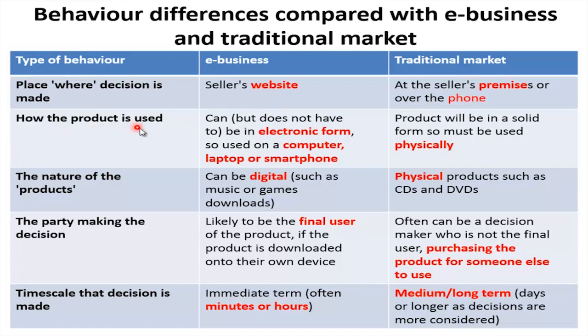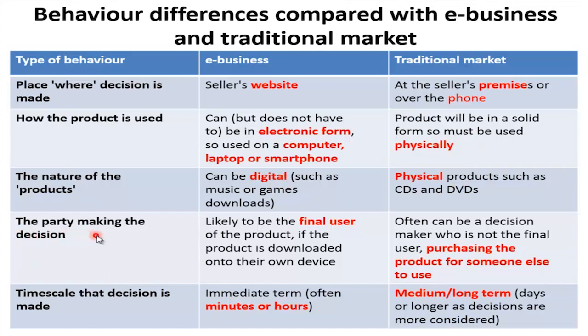How is the product used? How do they use it? It can be in electronic form. So they use it on a computer, laptop or smartphone, or whatever electronic devices, they will be using that to use the product. In the traditional market the product will be in a solid form, so it must be used physically. The nature of the products: this is digital, this is physical.